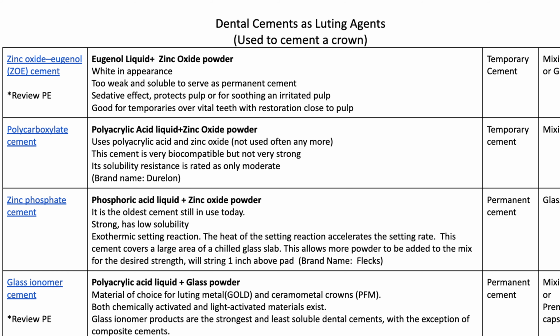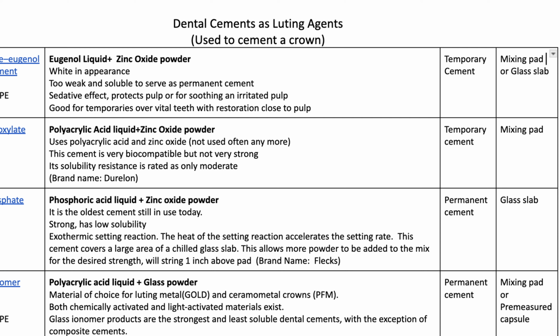So this is over here in the far left box, a temporary cement, and you can mix it on a mixing pad or what's known as a glass slab. Because there's a little exothermic reaction of heat, it will set quicker. So sometimes if you have a cooled glass slab pulled out from the fridge, that will increase your setting time, essentially, or your working time. So you'll be able to mix it and work with it a little longer before it sets. That's when you might want to use a glass slab.